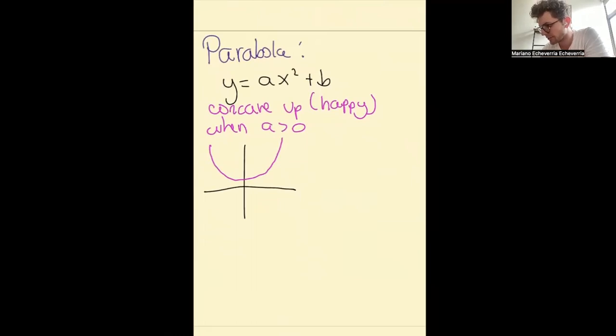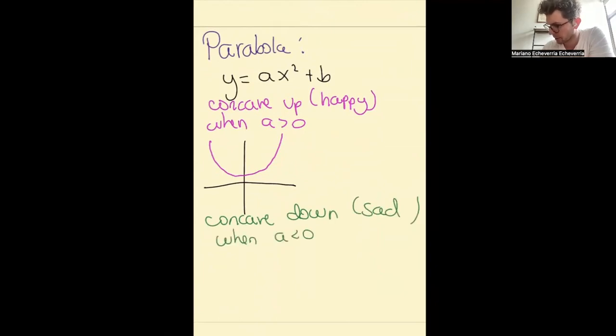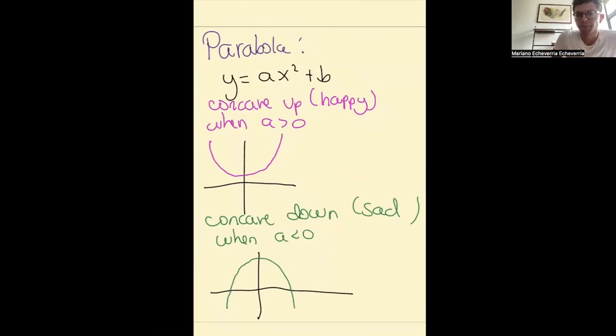And they're called concave down, sad, when a is negative. And they will look something like this.